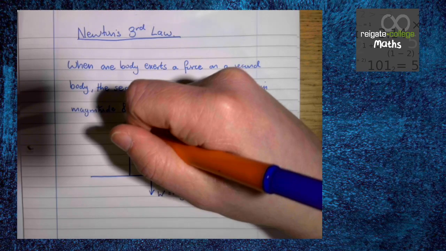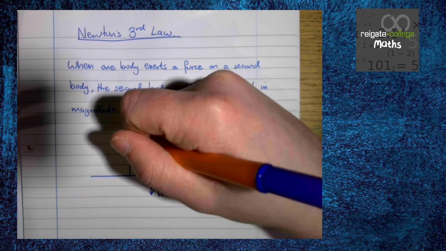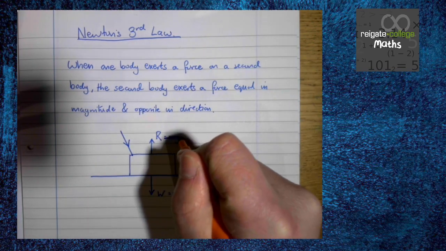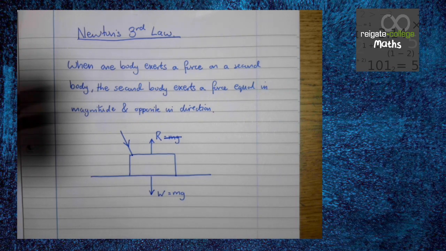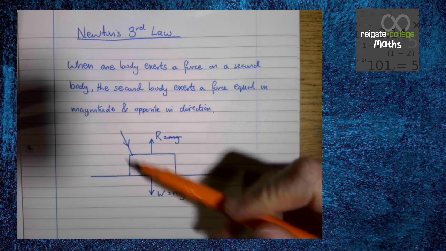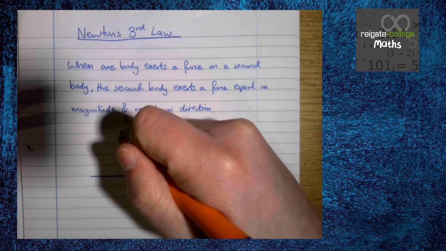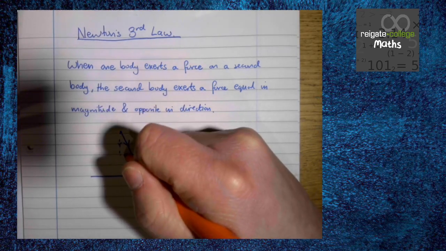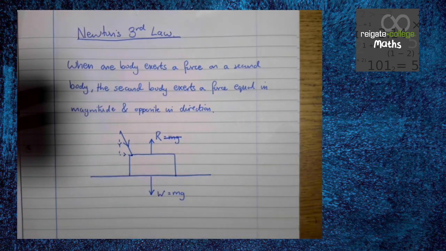Now, if we start putting in extra forces, let's say we push down, now R is no longer equal to mg. R will increase because it has to match the sum of the forces going down. Otherwise, again, the book would go through the table. And that's the idea of Newton's third law.